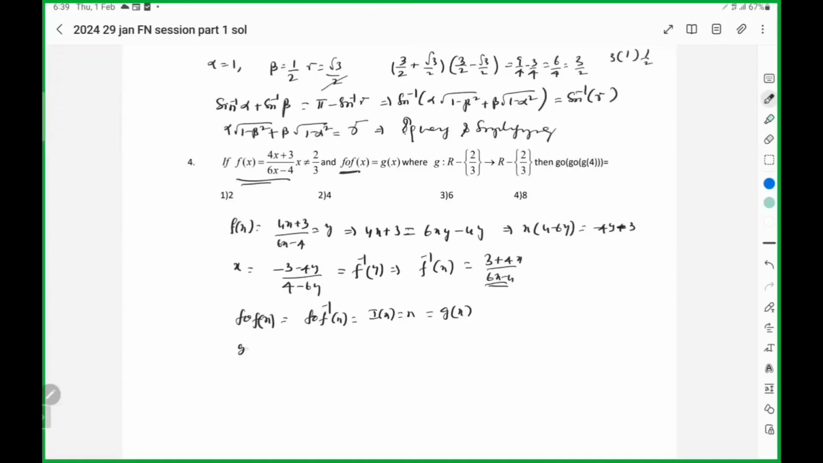Now he is asking for g of 4. g of x is x, it's a constant function... g of 4 is 4. Again 4, it's the answer.